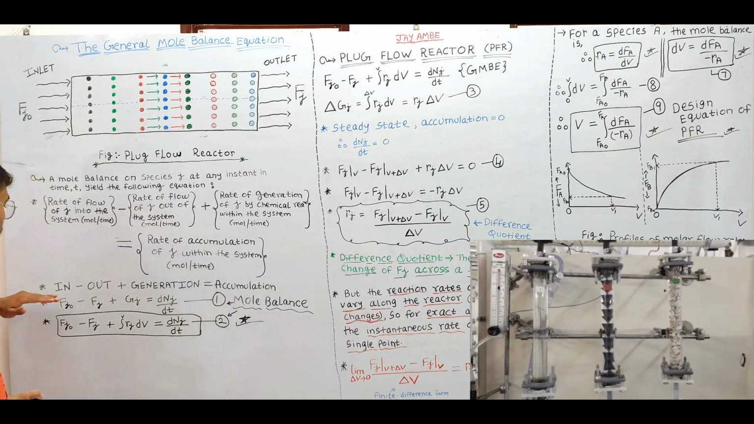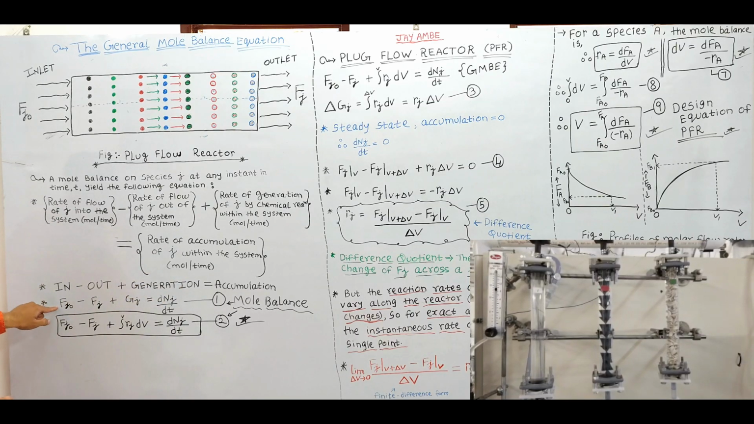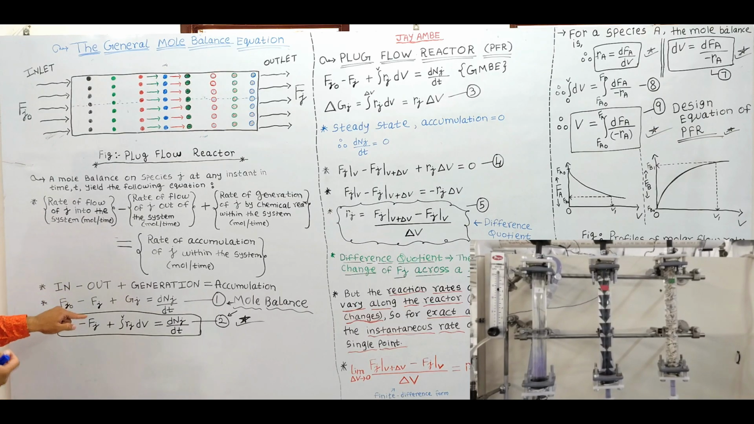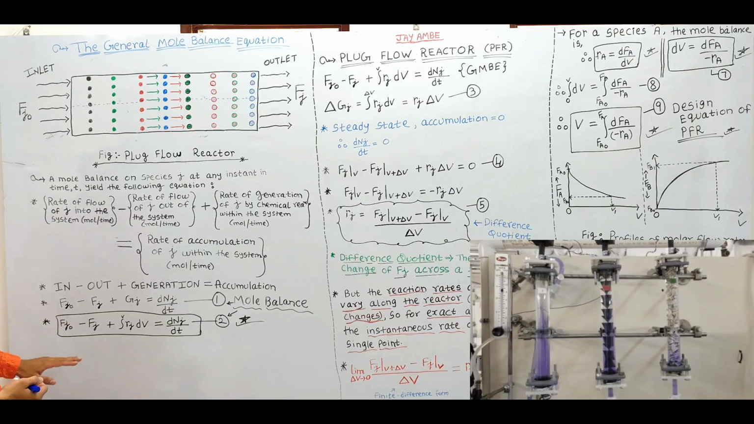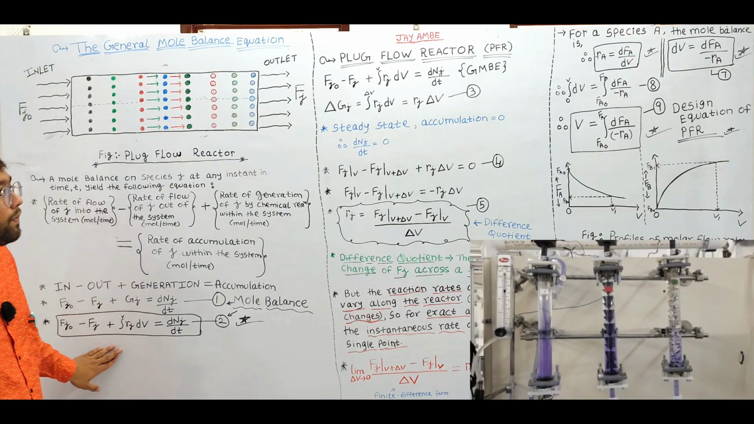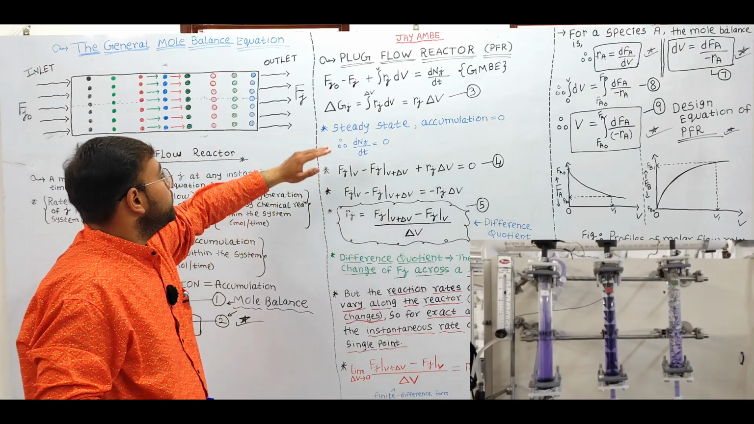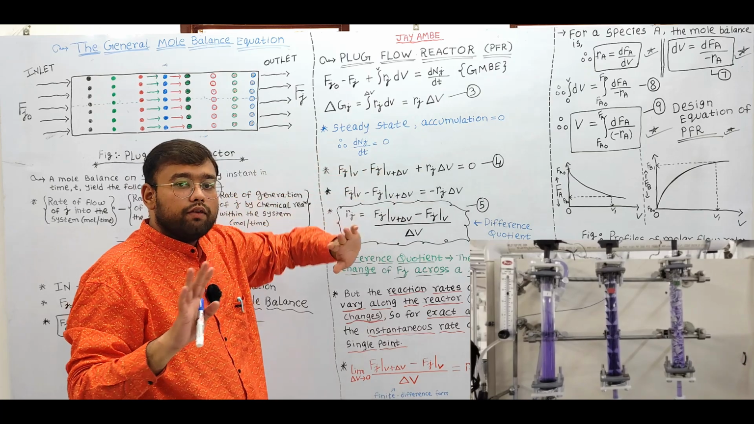So let's say we have the general mole balance equation as in minus out plus generation is equal to accumulation. The inlet is represented by the initial molar flow rate Fj0, minus the outlet represented by Fj, plus generation indicated by Gj, is equal to the accumulation term, which can be indicated by dNj by dt. So we can write in this form. We are writing the generalized mole balance equation.